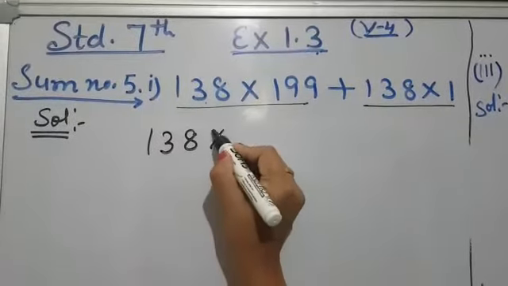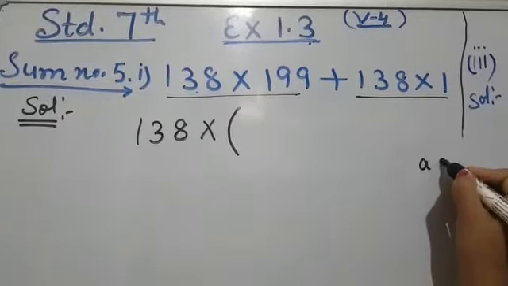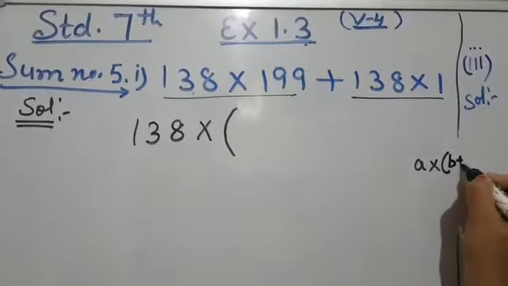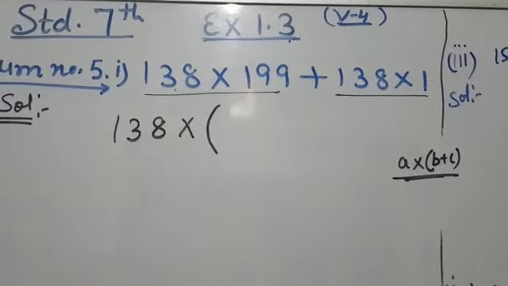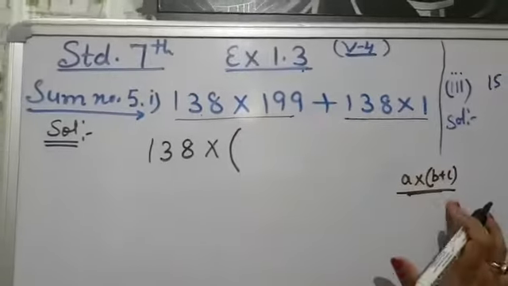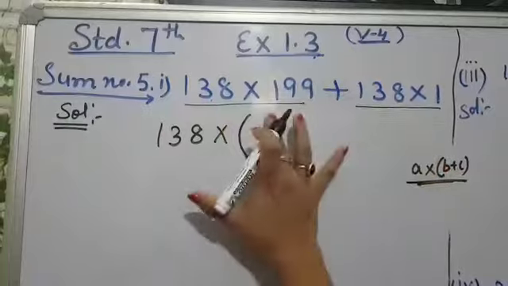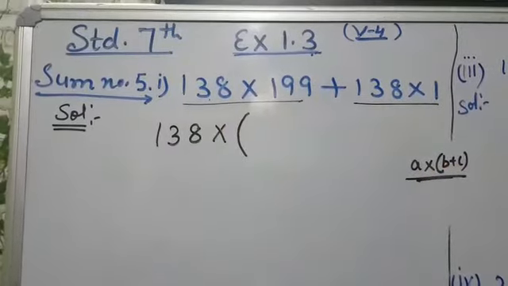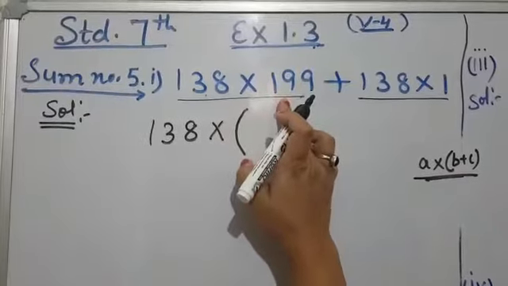I have taken 138 common. Now I will put a bracket. As you know, what was the property? A into B plus C. I will write it in this form because the right hand side form is already given to me. So I will convert that form into this form. So I have taken my A already, which is common in both the terms. It is 138.